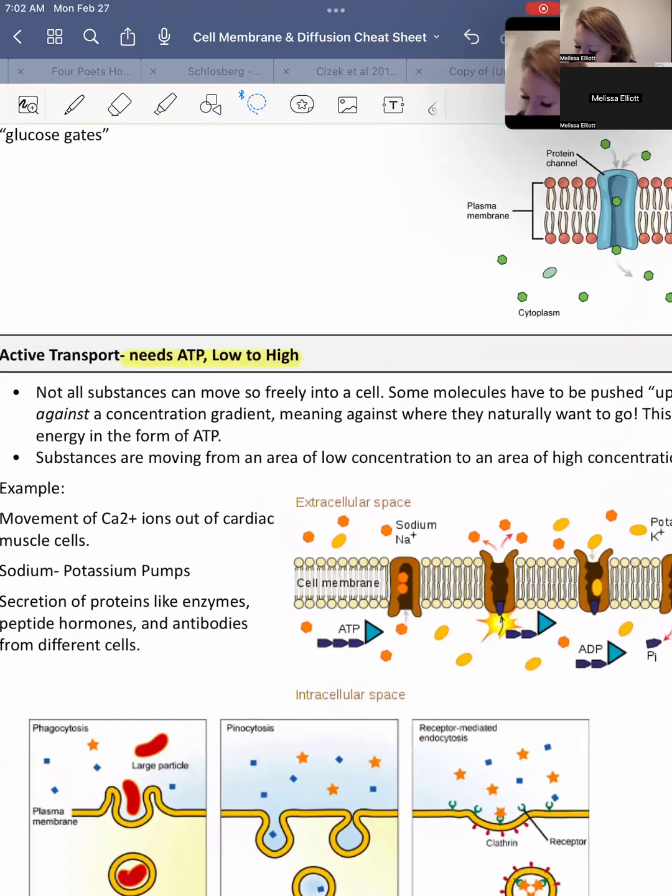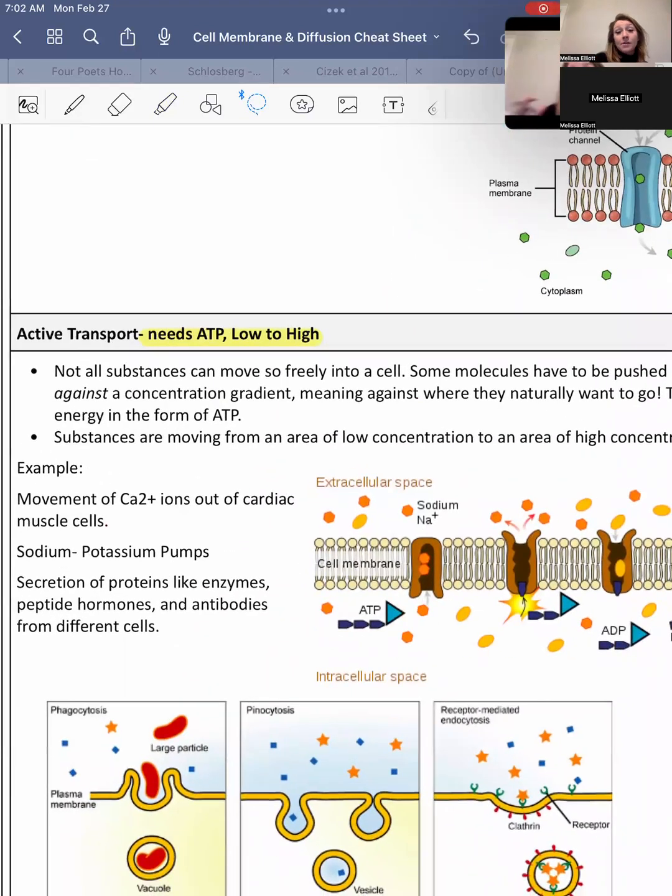So we have something called calcium ions in cardiac muscle cells. They actually need to use active transport. Something called sodium potassium pumps are also going to use active transport. Typically, if you see sodium, which is Na+, it's typically going to be talking about active transport.